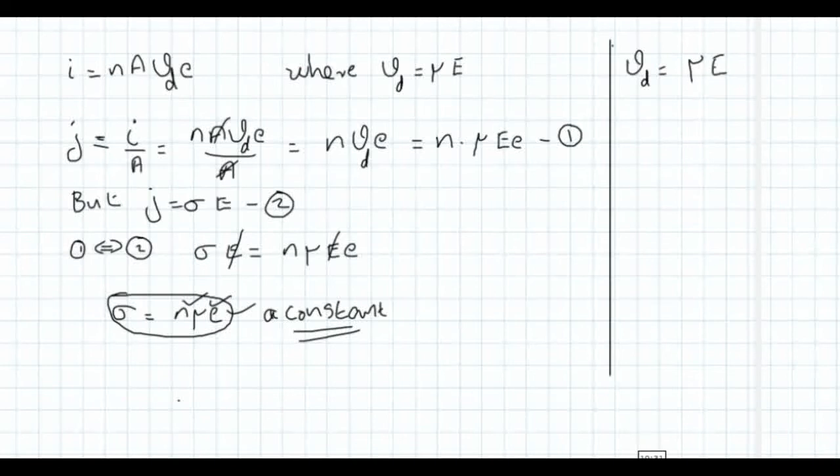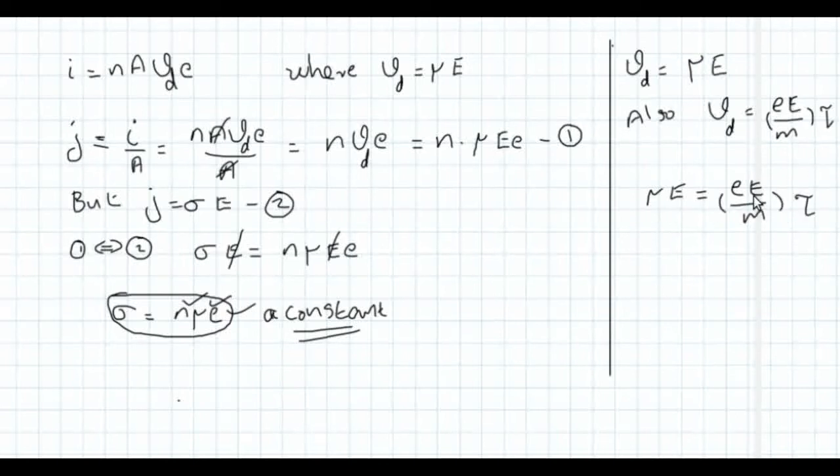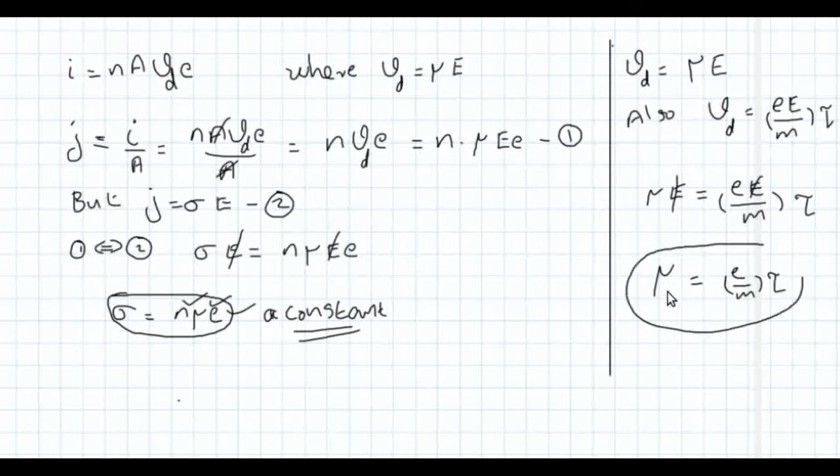Now similar to J, we know there is an equation for Vd in terms of E, that is Vd is equal to mu E. But from the previous class we have seen that drift velocity Vd is equal to eE by m into tau. Now therefore we can compare these two equations, that is mu E is equal to eE by m into tau. Both E will cancel each other. Therefore mu is equal to e tau by m. So mu is equal to e tau by m is the expression for mu, which is the mobility in terms of relaxation time.